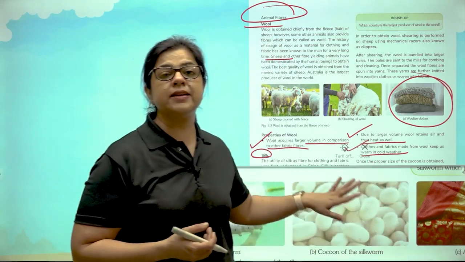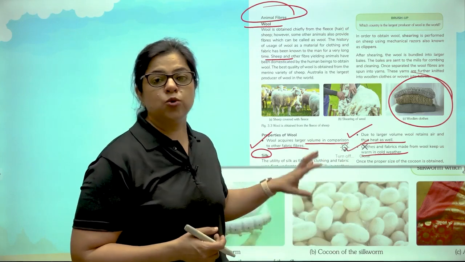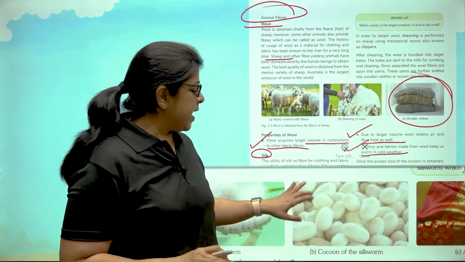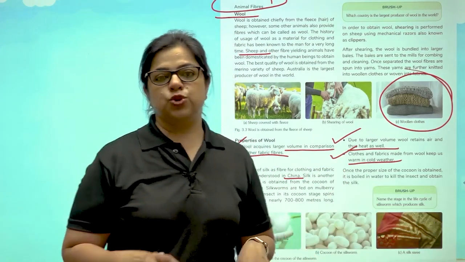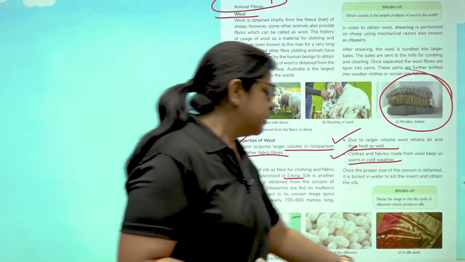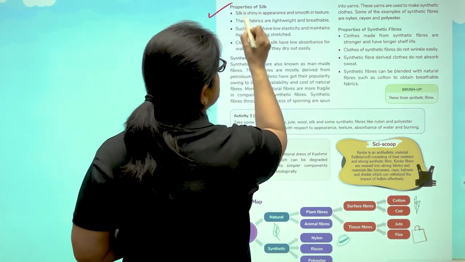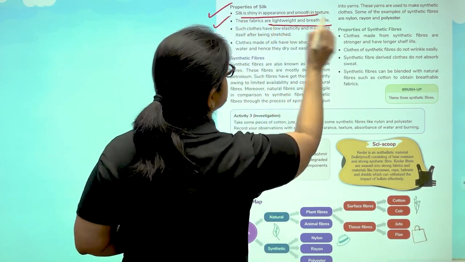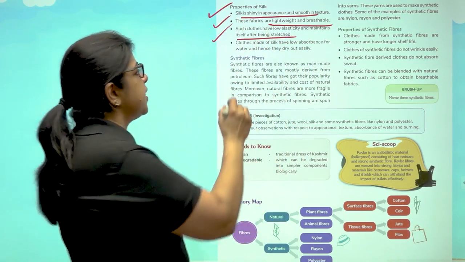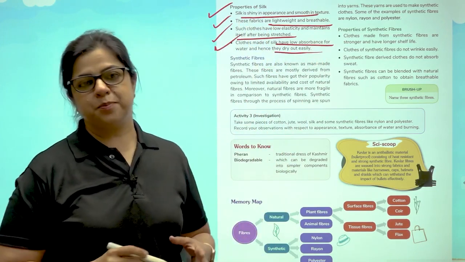This is silk thread. Now children, to obtain this silk thread, the cocoons have to be boiled so that the pupa inside is killed. And then, just like cotton and jute, this thread that is obtained is dyed and used for different fabrics. Now silk is very shiny and smooth. It is lightweight and breathable. It maintains itself after being stretched, and clothes made of silk have low absorbance, so they dry out completely.